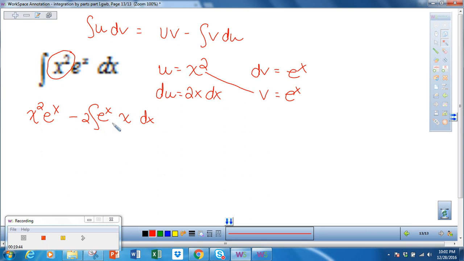Okay? Now, can we integrate this? No, not without using integration by parts, so we're going to have to use integration by parts again. Now, the biggest thing about this is keeping up with your negative. Keeping up with your signs is very important. Okay? So we have x squared e to the x minus 2 times, okay, so now we have to do u and dv again. So once again, I'm going to let u equal x, which makes du equal to dx, and I'm going to make dv equal to e to the x, which makes v equal to e to the x.